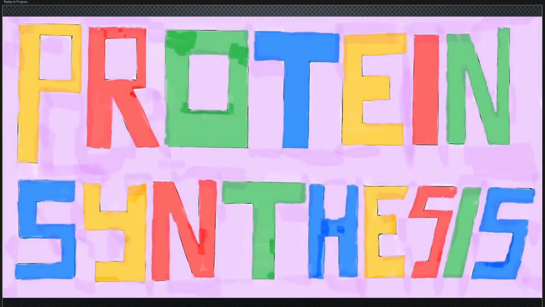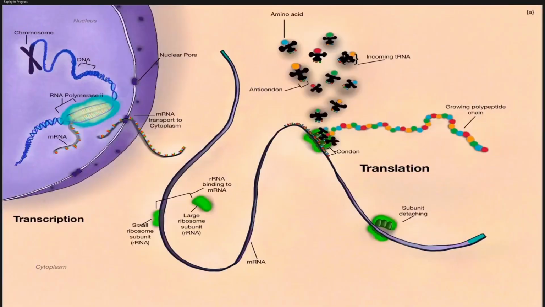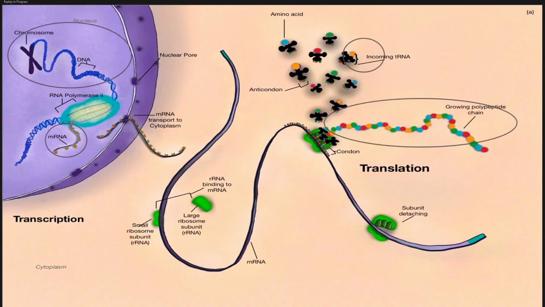Hello friends, today we'll be looking at the diverse and crucial process of protein synthesis, the process through which proteins are synthesized in our cells. Protein synthesis is one of the most important metabolic processes in all living organisms. The central dogma of protein synthesis, from DNA to RNA to protein, is mostly conserved amongst all species.